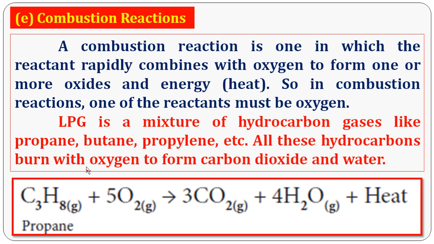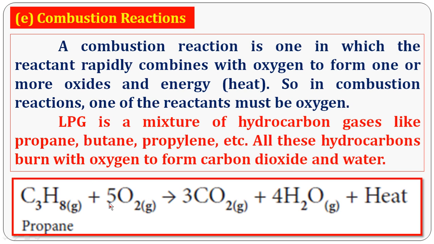For example, LPG gas. LPG gas is a mixture of hydrocarbon gases like propane, butane, propylene, etc. All these hydrocarbons burn with oxygen to form carbon dioxide and water. For example, propane C3H8 combines with oxygen O2 to form carbon dioxide and water. It produces heat, so the heat is liberated. It is called an exothermic reaction. Here there is addition of oxygen, so it is called an oxidation reaction.